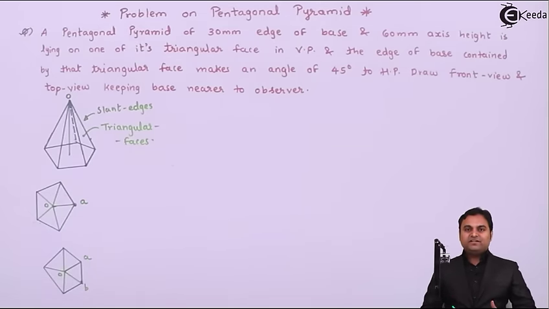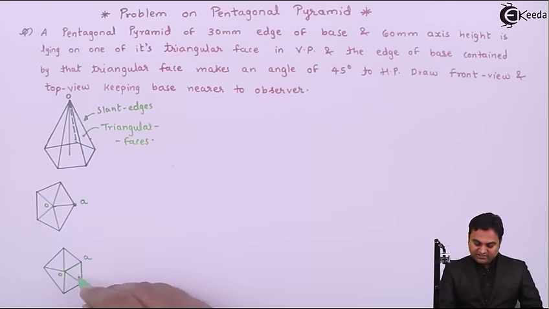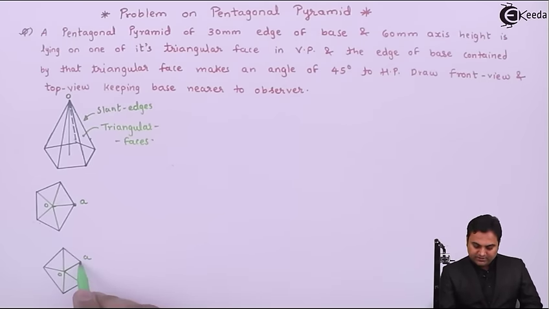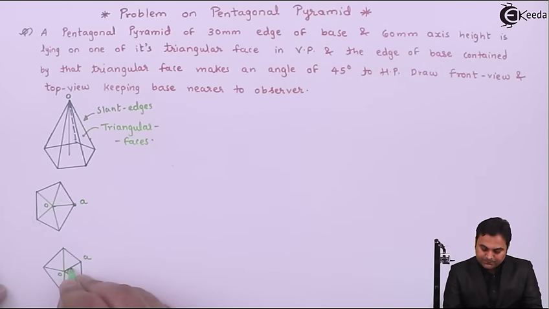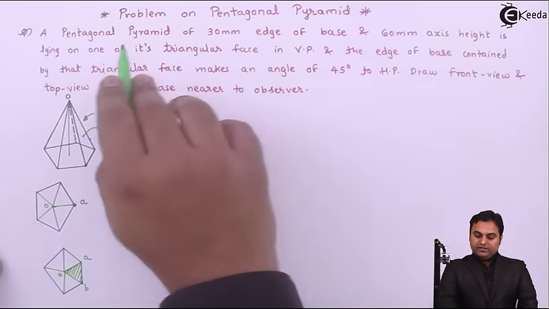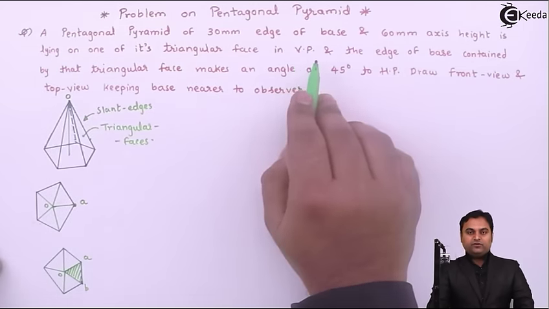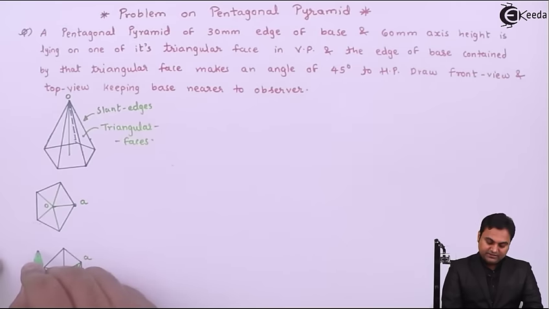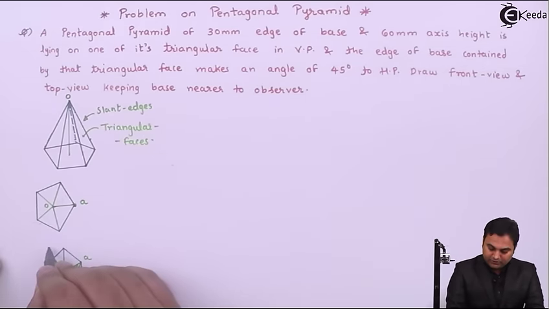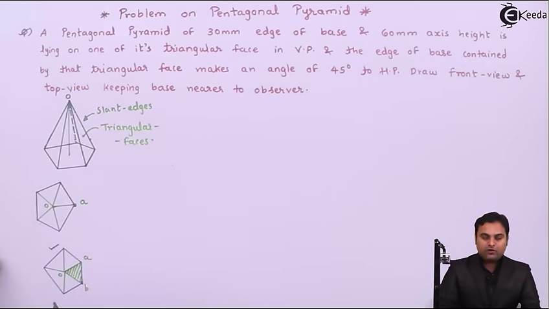But if I see the second condition, in which it is resting on an edge AB, then if I tilt this pyramid, it will be resting on this triangle OAB. So that is the triangular face on which it will rest. So as per the given question, the pentagonal pyramid is lying on one of its triangular face in VP. The second condition is correct. So we have to draw the pentagonal pyramid in this form.